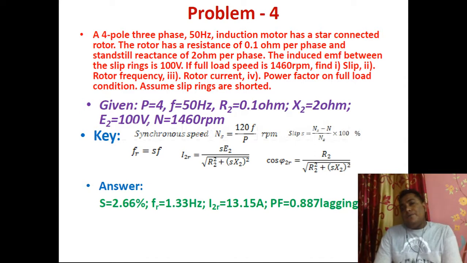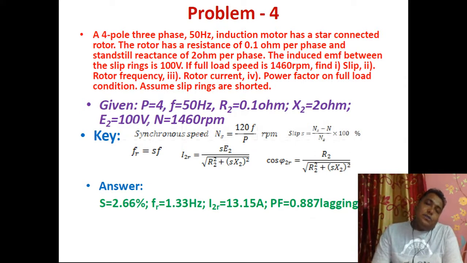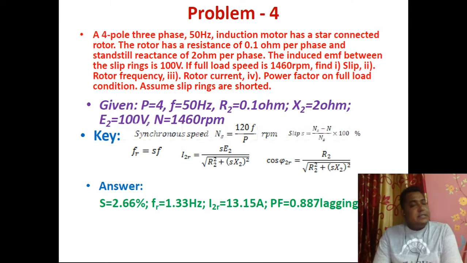Okay, so first, as I have always told students, first see which values are given, and then check what we have to find out. First, poles is given, P is equal to 4, and 50 hertz is the supply frequency. Rotor resistance is given per phase, that is 0.1 ohm. Rotor reactance is given per phase. E2, the air gap voltage, is given, that is 100 volt, and the rotor speed N is given, 1460.